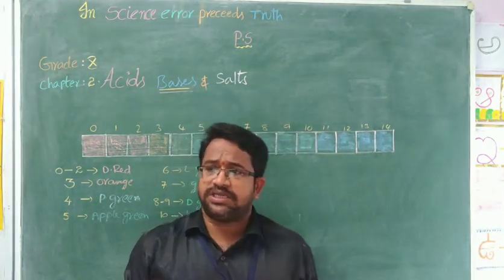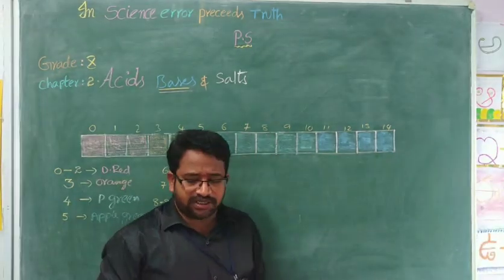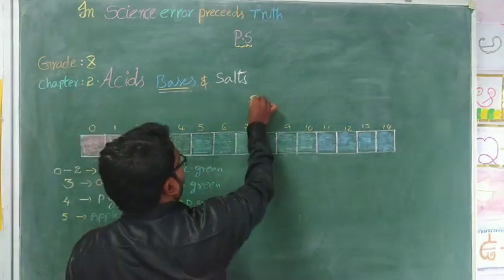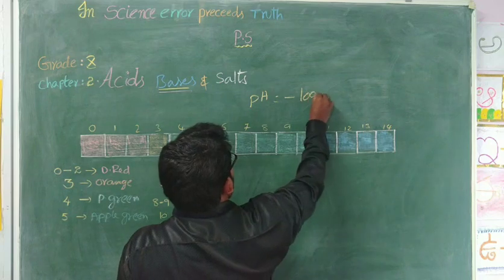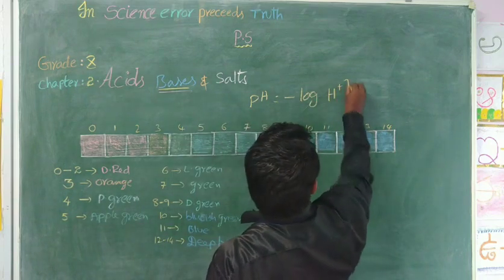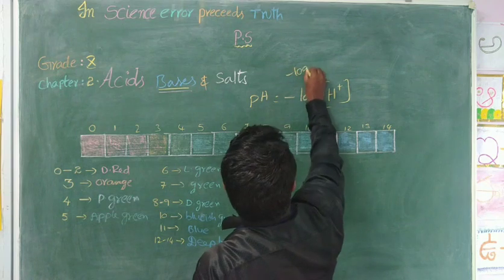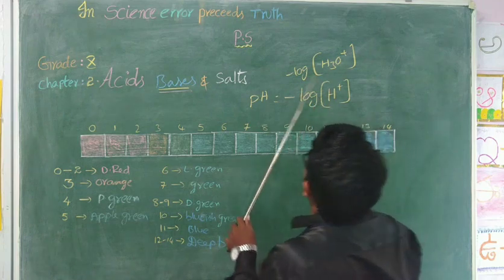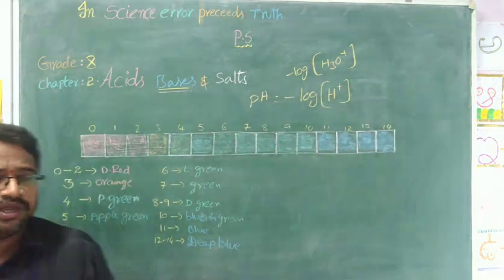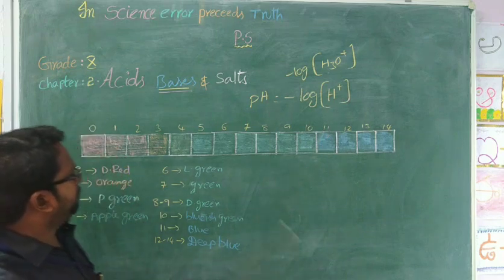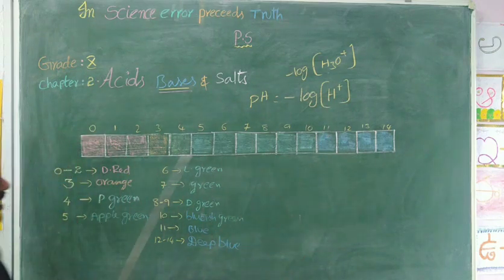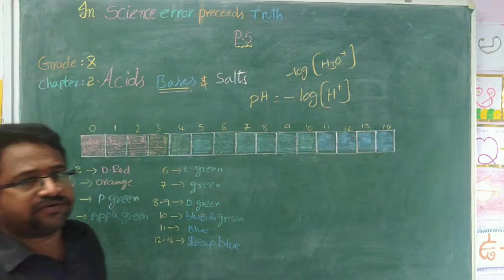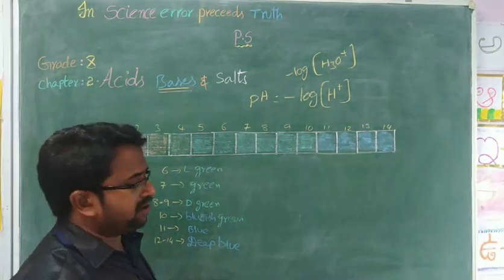Okay, now let us see the pH range and the different colors. What is meant by the pH scale? The negative logarithm of H plus ion concentration. Of course, the negative logarithm of hydronium ion concentration. Why do we write this? Because there is no independent existence of H plus ions in aqueous solution. The pH scale values are from 0 to 14 with different colors.